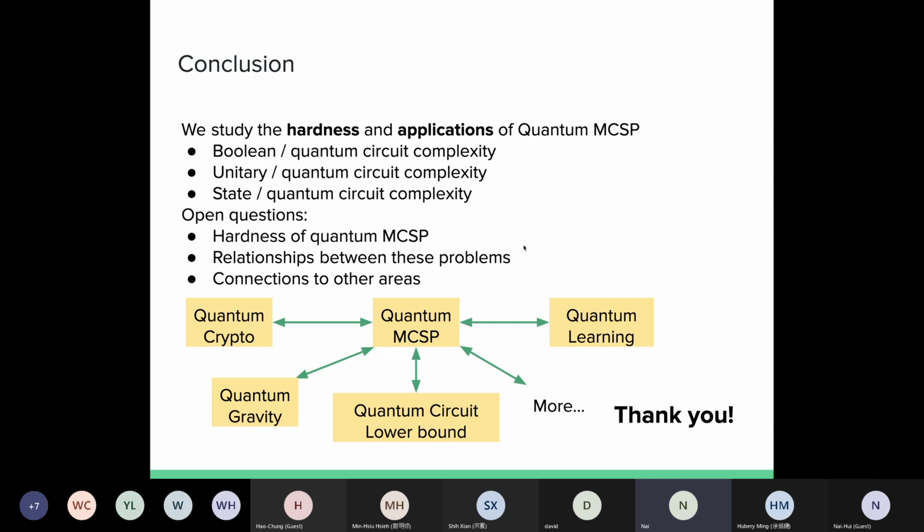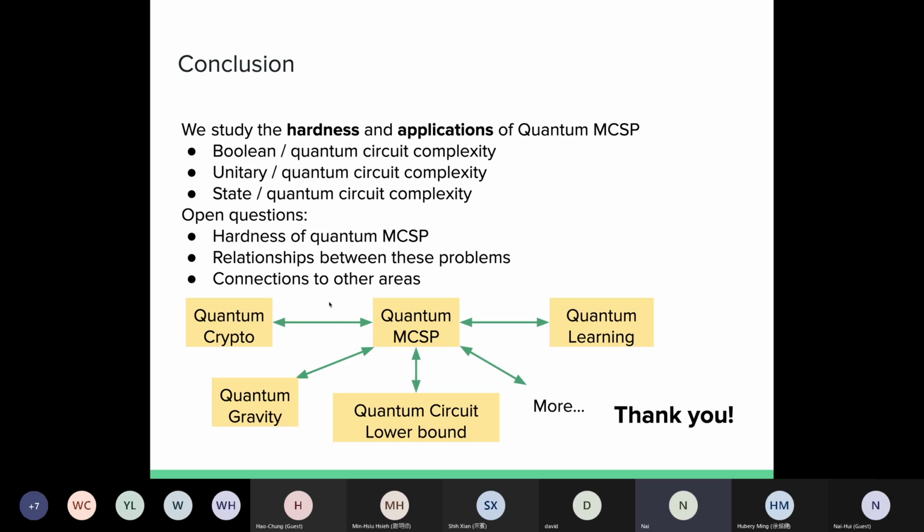And there are many interesting open questions. Those are just general directions, like the hardness of quantum MCSP, because we don't know whether these problems are in NP, or whether they can be NP-hard, or QCMA-hard, or hard for some other complexity class. And when you consider hardness of quantum MCSP, you should consider quantum reductions or other types of reductions. We also want to know the relationship between these problems, like whether all three versions are equivalent, or whether two versions are much harder than the first version.